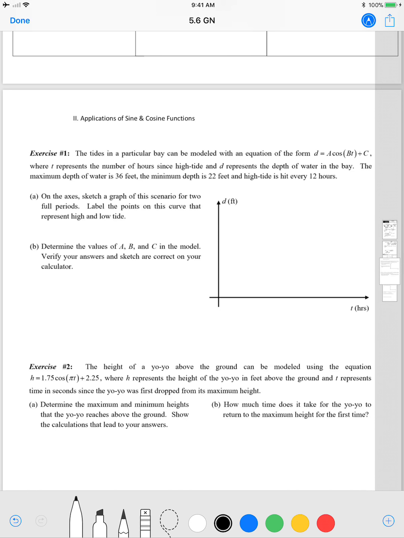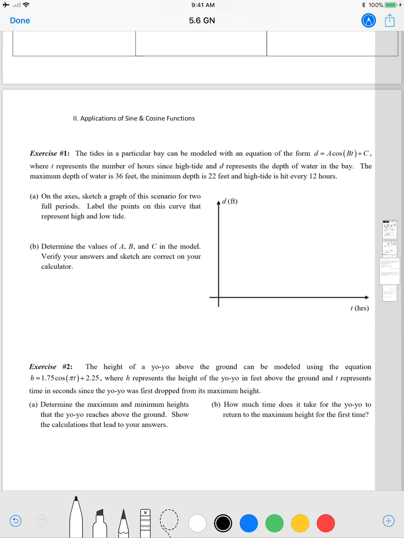We went through all of these in class. I'm going to go through them right now with you in this video, in case you were absent or you were stuck. So example 1: the tides in a particular bay can be modeled with an equation of the form d equals a cosine of bt plus c, where t represents the number of hours since high tide and d represents the depth of water in the bay. The maximum depth of water is 36 feet, the minimum depth of water is 22 feet, and high tide is hit every 12 hours. My goodness, that's a lot of information.